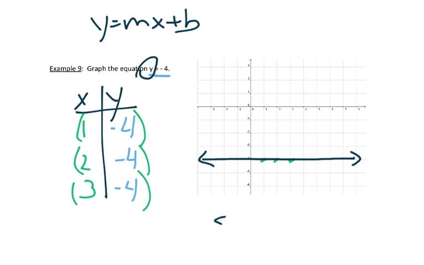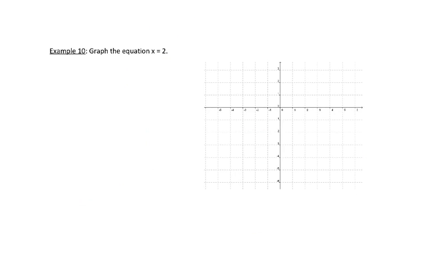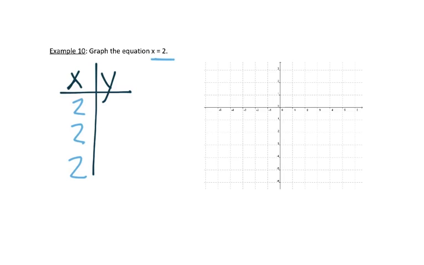It has a slope of 0 because it's flat. There's no rise to it. So let's look at this one. This one says x equals. So again, let's look at our xy table. Because it tells us x is equal to 2, it means that x is always equal to 2. But it tells us nothing about y, so we can make y be anything we want. We'll just choose 1, 2, 3.